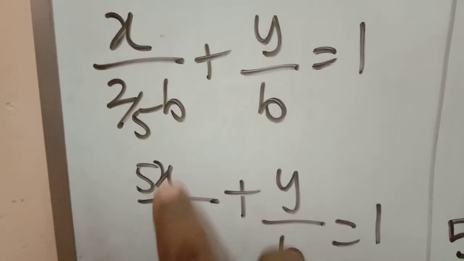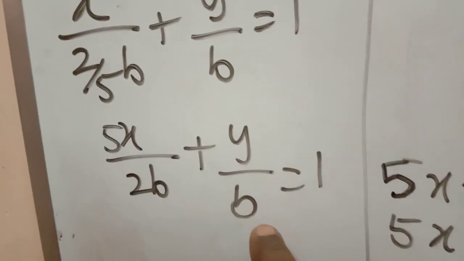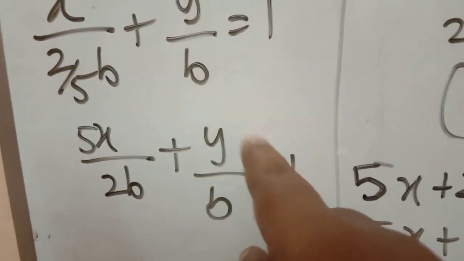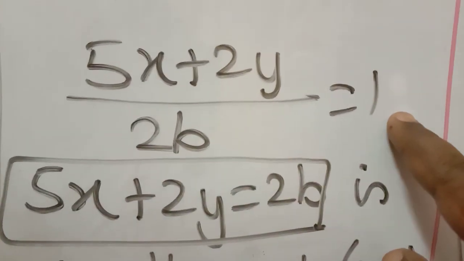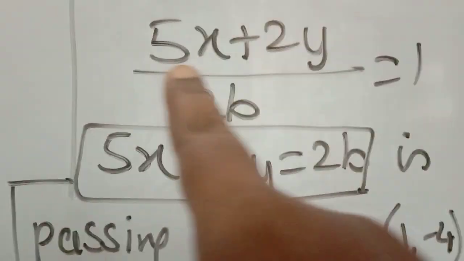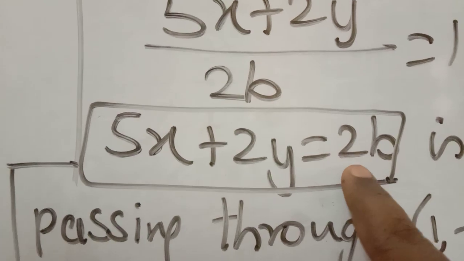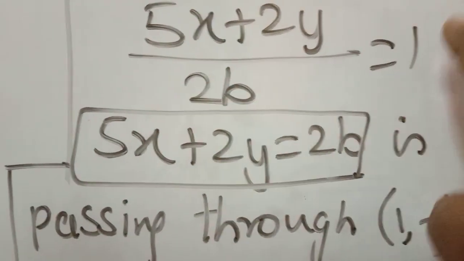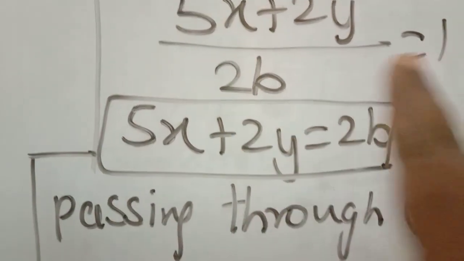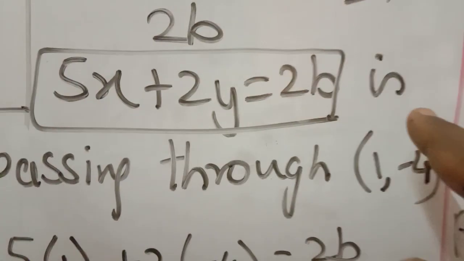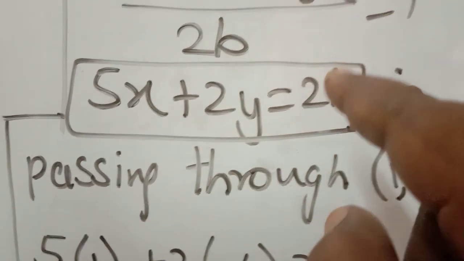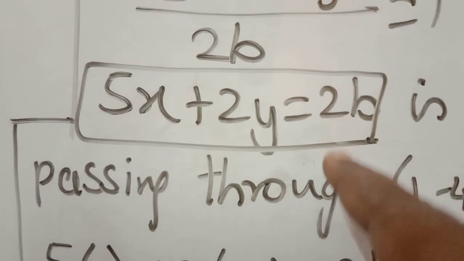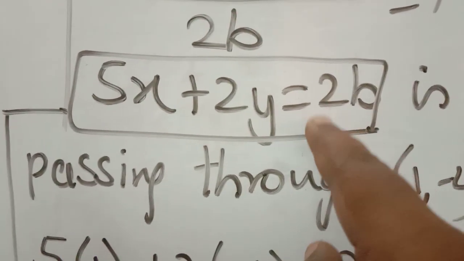Here 2b is there, so no problem. 5x we can write the same, and here 2 is missing, so multiply by 2. We will get 5x plus 2y is equal to 2b. Next, cross multiply this denominator 2b. After we cross multiply all the terms, we will get one equation. Write down that equation. This is the equation we are going to find. We have to find the equation of a straight line, so this is that required equation.